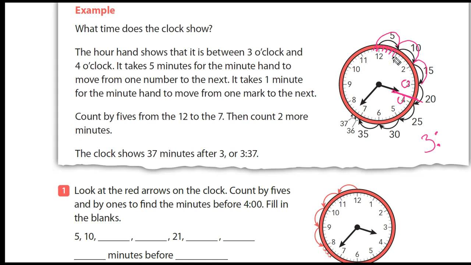Count by 5s from 12 to 7. Well, let's count by 5s from 12 to 7. 5, 10, 15, 20, 25, 30, 35. Then it says count 2 more minutes. 35, 36, 37. So it's going to be 3, 3 what? It's right there in the display. 3:37.